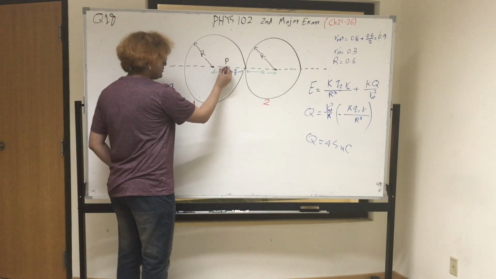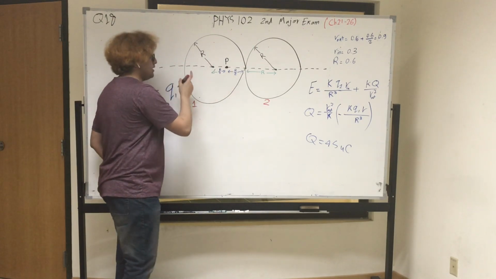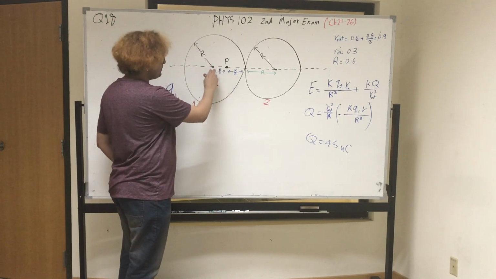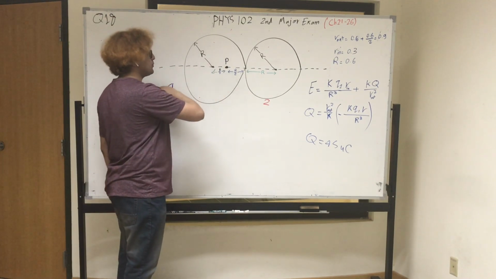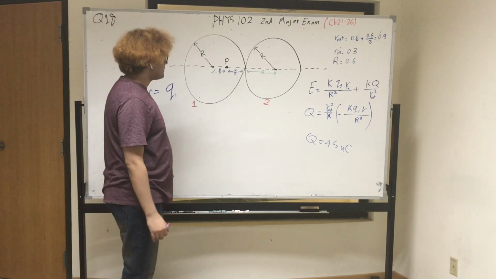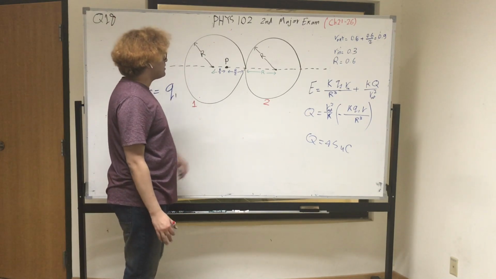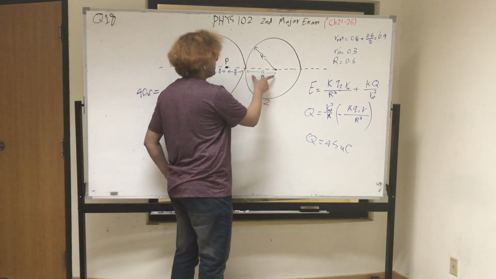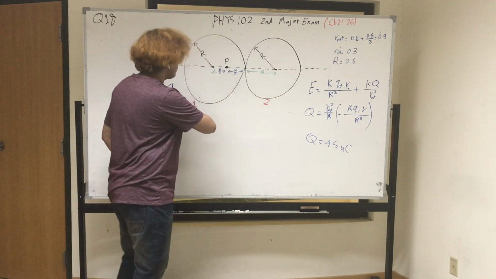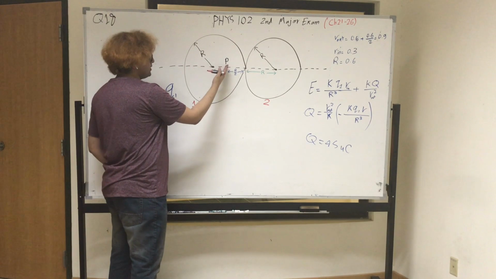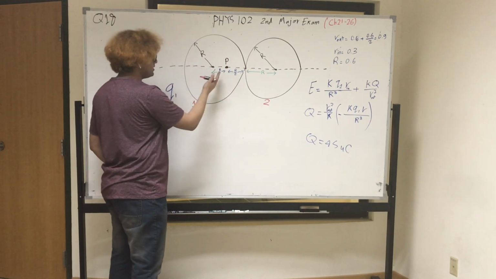But before that, we have to understand that the electric field at this point, point P, the net electric field is 0. Okay? And we need to know that the radius, or the distance from here to here, is 0.6. And the distance between point P and the center of the sphere is 0.3.